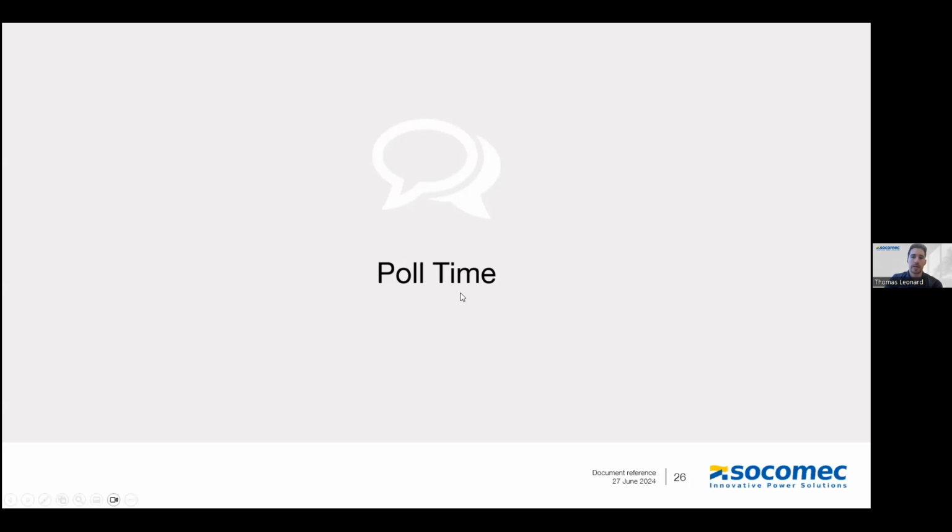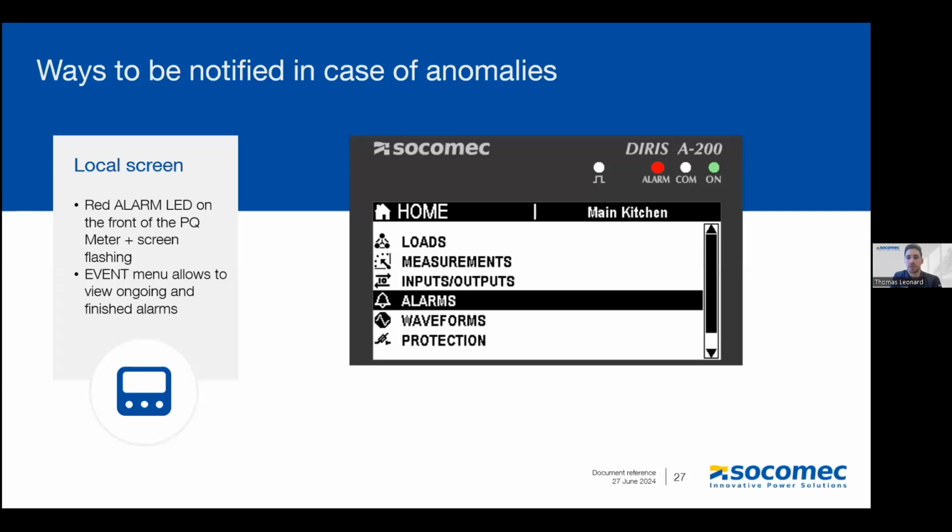So there are different ways that the A200 will notify you of an anomaly. The first and most obvious way is locally on its screen. We have an alarm LED that will be red or flashing red, depending on the severity of the event. You can go in the alarms menu to really understand what the event is about, when it occurred, the duration, the values, things like that. So that's really a local way to see the event. You see it on a panel door. You're inside the facility, you see the meter flashing, for example.